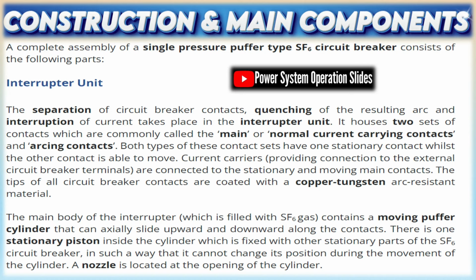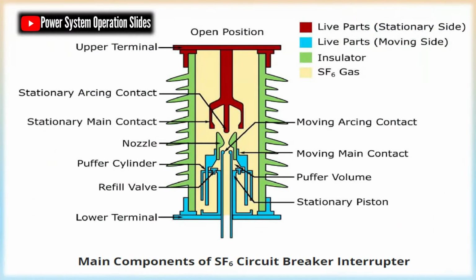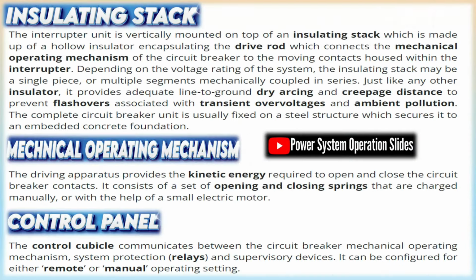How SF6 circuit breakers work: in the normal condition, the circuit breaker contacts are closed and current flows from one contact carrier to the other via the main contacts and the sliding puffer cylinder. Circuit breaker opening operation: when the circuit breaker control panel receives an opening command to clear a fault or disconnect part of a network, it sends a signal to the trip coil of the mechanical operating mechanism, which in turn releases the latch holding the charged opening spring. As the opening spring discharges, it pulls the drive rod connected to the interrupter in a linear direction, which causes the moving contacts and puffer cylinder to move downwards.